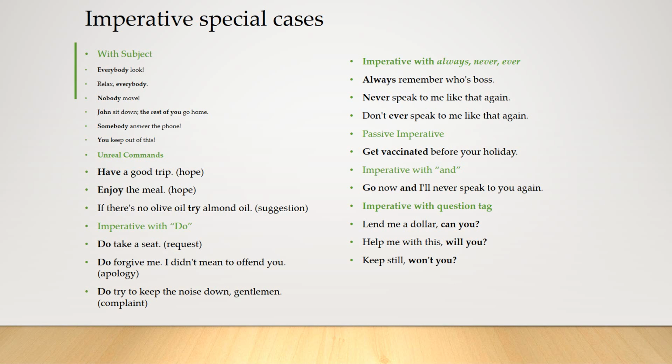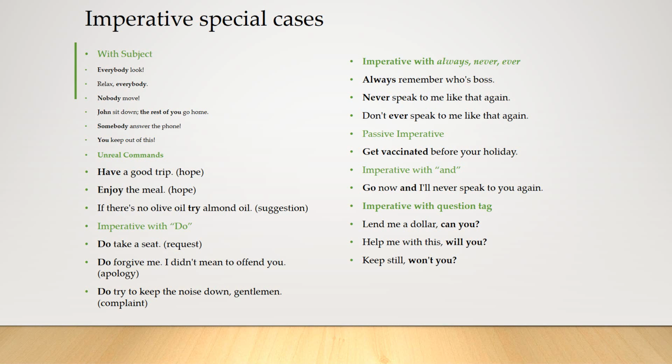Number 5, passive imperatives. We sometimes make passive imperatives with get. For example, get vaccinated before your holiday. Number 6, imperative with and. We can sometimes use imperative plus and instead of an if clause. For example, go now and I'll never speak to you again. It means if you go now, I'll never speak to you again.